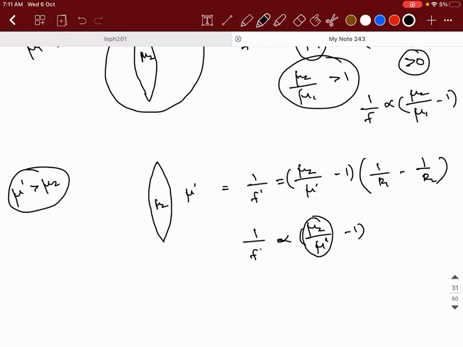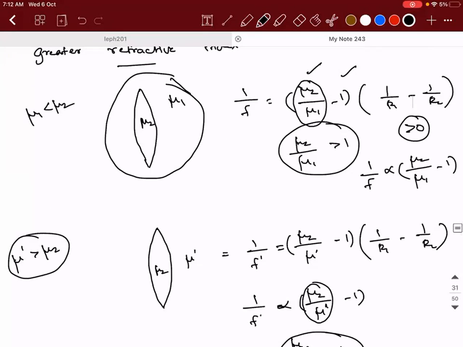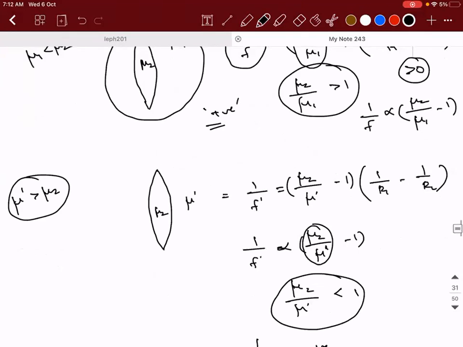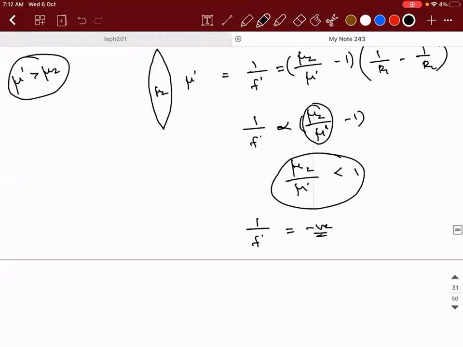But what will happen to mu2 by mu dash? It will be less than 1. Why? It's very simple. Look at the equation and tell me. Mu dash is greater than mu2, so the ratio will be less than 1. So 1 by f dash will become negative. So if initially the focal length of the lens is positive, then when it is immersed into a medium of greater refractive index than the lens itself, its focal length will become negative, meaning its sign will change.